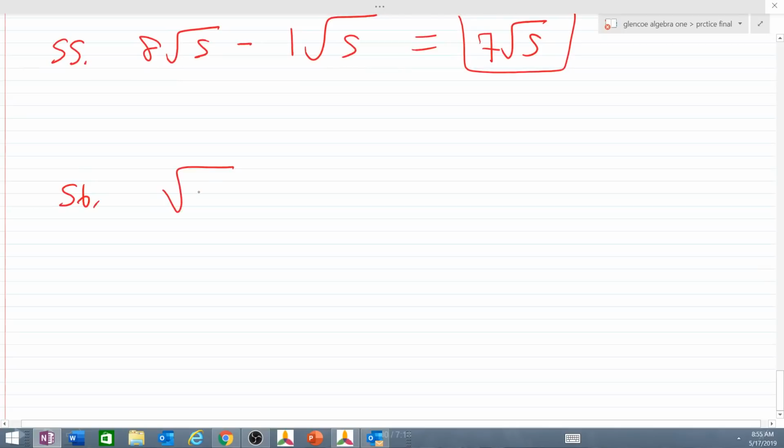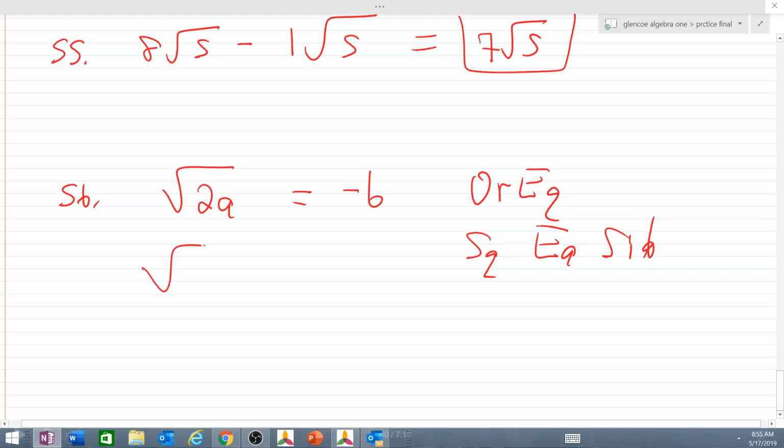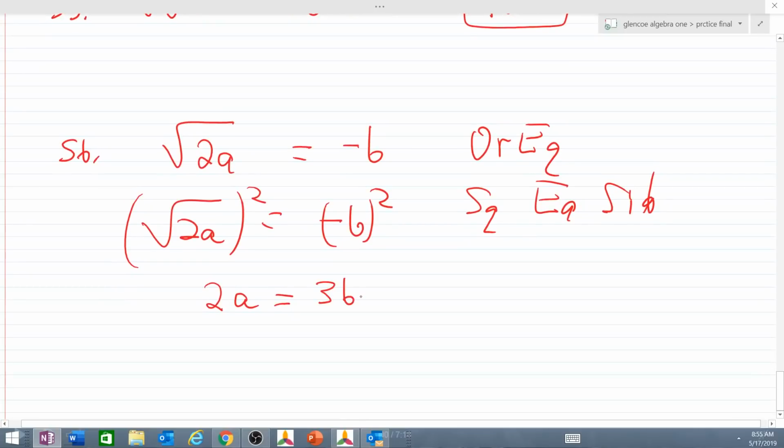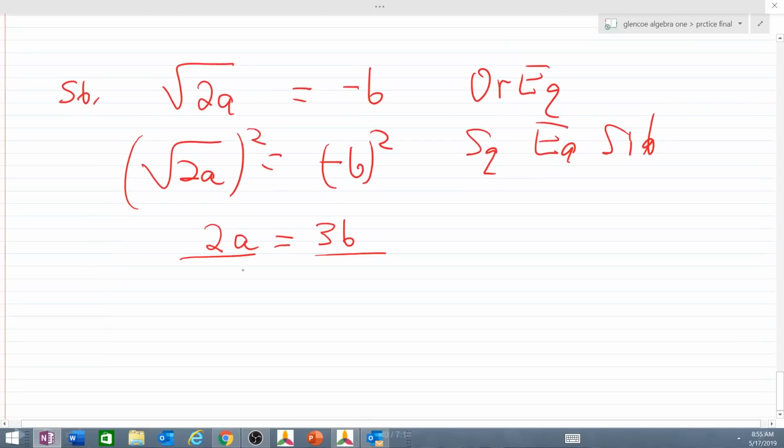56. The square root of 2a equals -6. Original equation. To get rid of the radical, square each side. So this is the square root of 2a squared equals -6 squared, which is 2a, correct, equals 36. Divide each side by 2, and you get a equals 18.